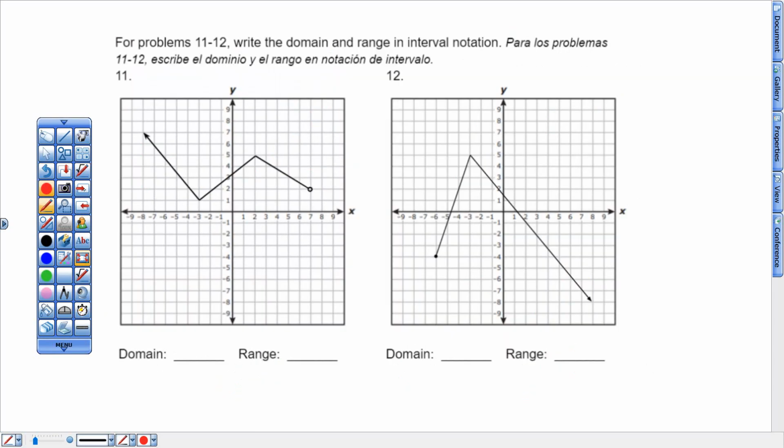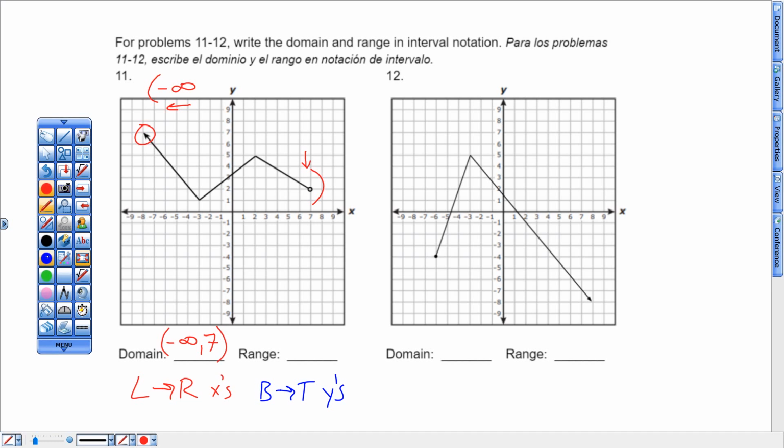This one, it wants domain. Domain is measured left to right using the X numbers. Range is measured from bottom to top using the Y numbers. So if I look at my domain here, because of this arrow, it is going off to -infinity, going to the left. My right side here has this open circle, so that's rounded. So my domain would be rounded, always on infinity, -infinity to 7 rounded.